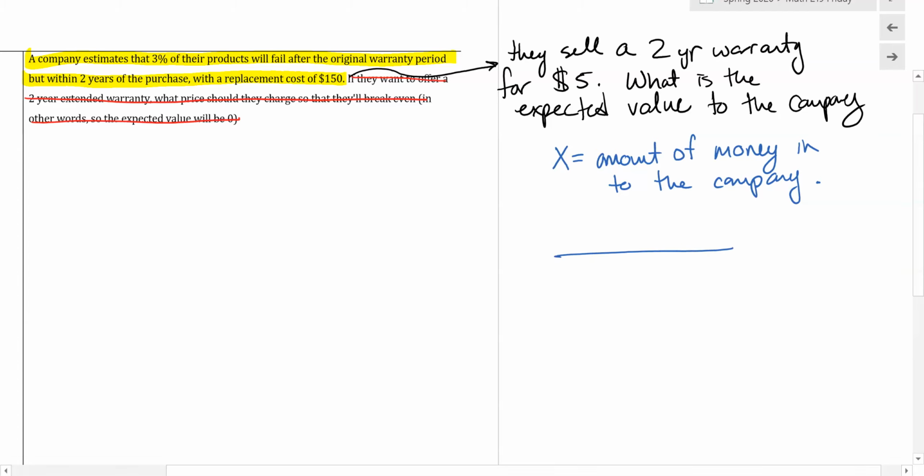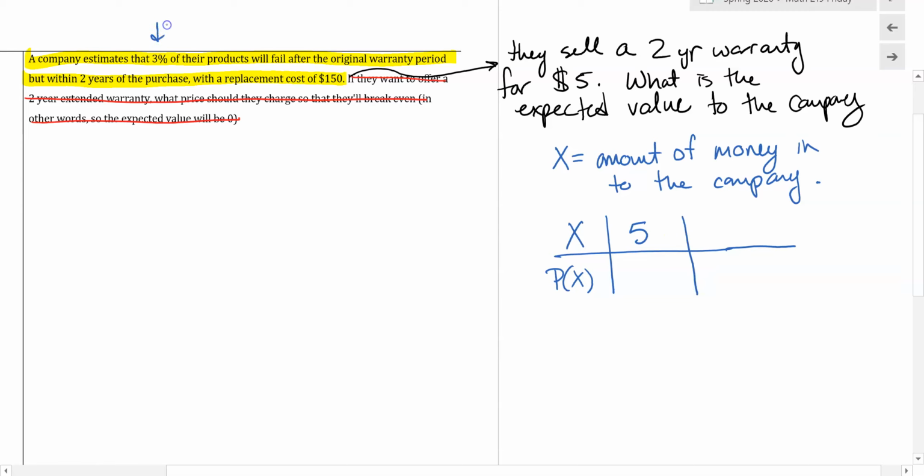So again, for my probability distribution, I'm going to list all the possible outcomes that can occur, and I'm going to list the probability of each outcome occurring. Now, two things happen here. Either the product does not fail, and if you buy a warranty for $5 and the product doesn't fail, in other words, you don't cash in on the warranty, then you're just down $5. So that can happen. Let's just write that down. If you are down $5, the company is up $5. They made $5 off you.